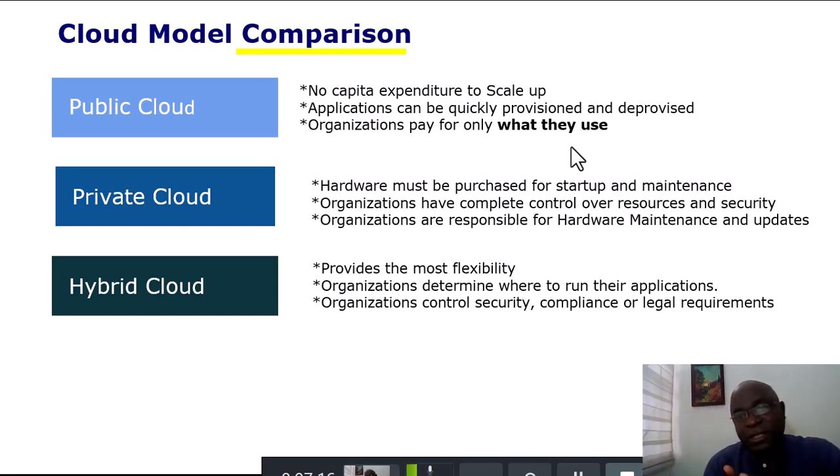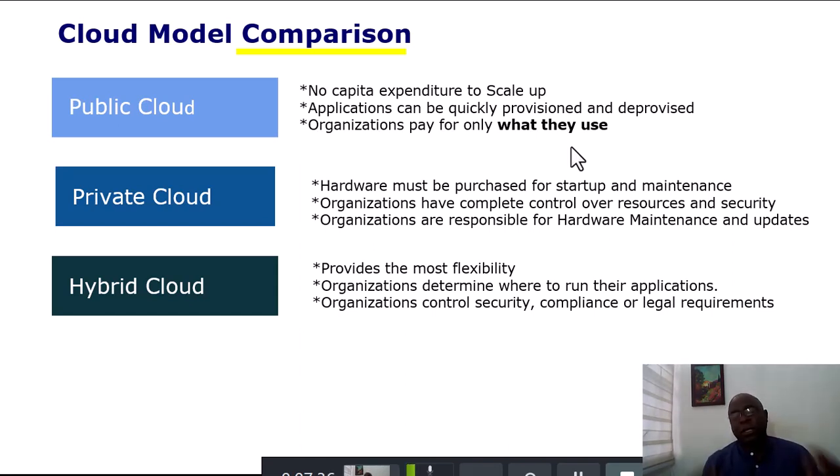Organizations have complete control over the resources. If you've bought these things, definitely they are yours and you have control over them. Nobody will come from outside and tell you how to run your equipment and everything that you're doing. So you're responsible for the maintenance, updates, and all the other things.